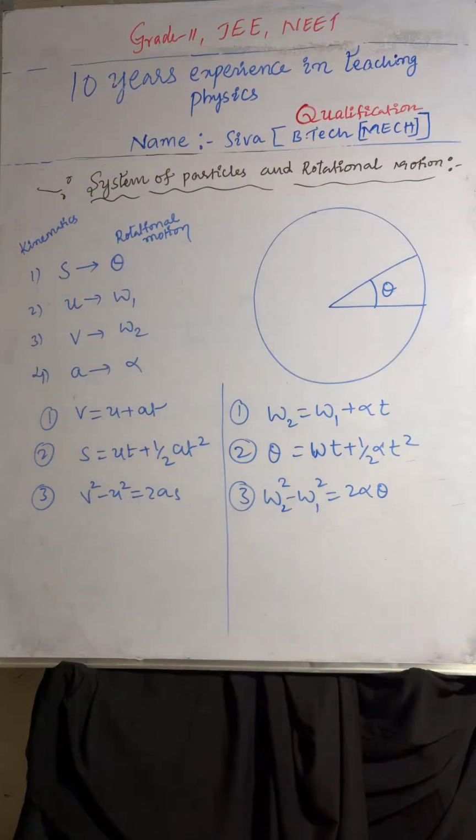We have to consider it like that. We have to compare the quantities. Understood or not? You have to compare the quantities. So s equal to ut plus half at square, then we can take u as omega 1 because it is the initial velocity. I hope it is very clear.